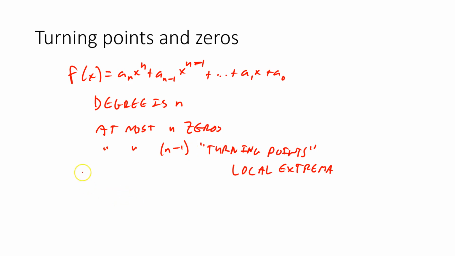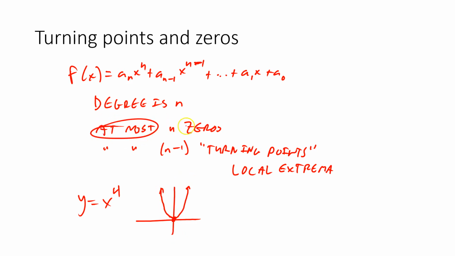if you think about it like y equals x to the 4th, y equals x to the 4th looks like this. It gets pretty flat down by the axis, and then it just pops right back up. It looks a lot like a parabola. It only has 1 zero, and it only has 1 turning point. So that's why it's this at most idea. It has at most n zeros and at most n turning points.